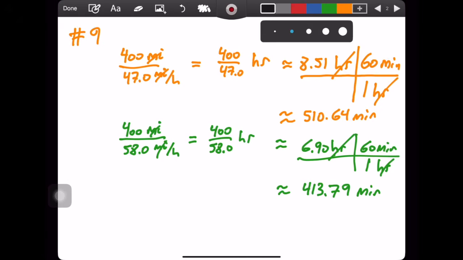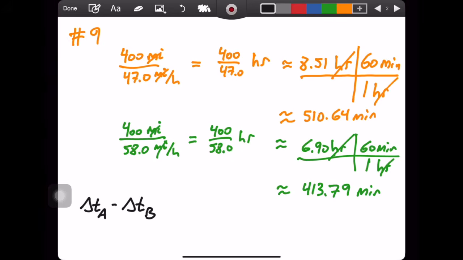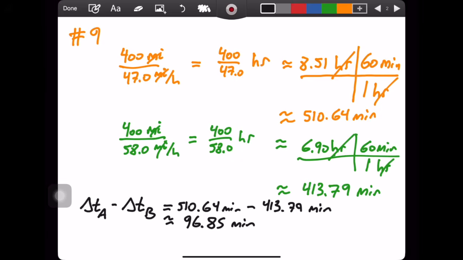And so the time difference, we'll call it delta TA minus delta TB. That's the time it took Alan minus the time that it took Beth. And that's going to be equal to 510.64 minutes minus 413.79 minutes. That's approximately 96.85 minutes, which is to say it took Alan 96.85 minutes longer to do the trip than it took Beth.